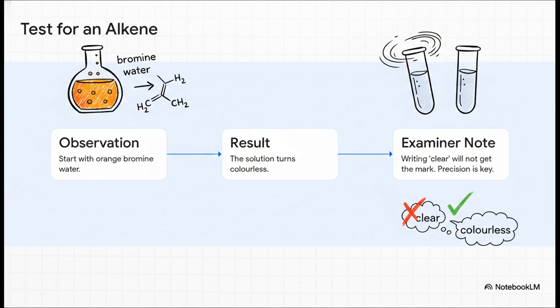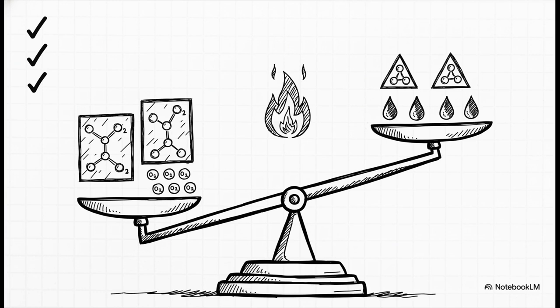And notice that specific wording. You could also say it is decolorized, but, and this is important, if you write clear, you get nothing. The little details matter so much. Now for the heaviest hitter in the whole question, the balanced equation for complete combustion. This one's worth a hefty 3 marks. The correct answer is 2C4H6O2 + 9O2 → 8CO2 + 6H2O.